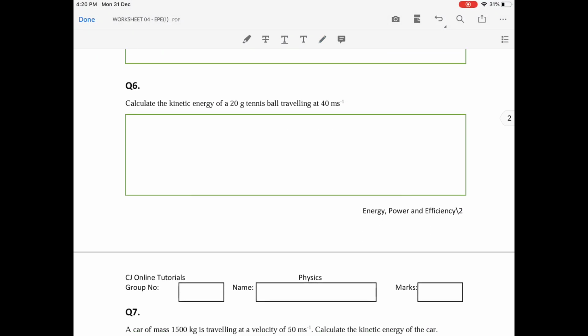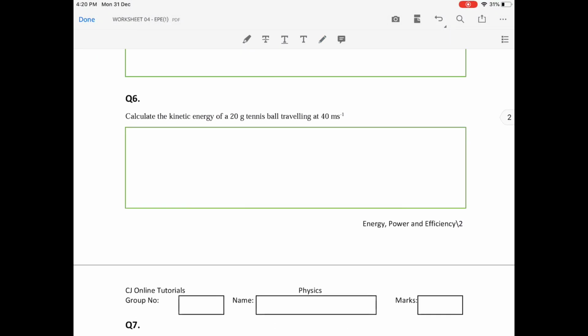Let's take a look at another question. Question 6. The question says, calculate the kinetic energy of a 20 gram tennis ball traveling at 40 meters per second. The question says kinetic energy. So the formula for kinetic energy, you should have memorized it in your heart by now. Or as I like to say, understand the equation.